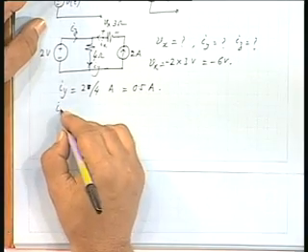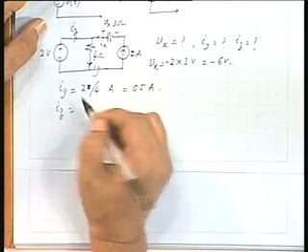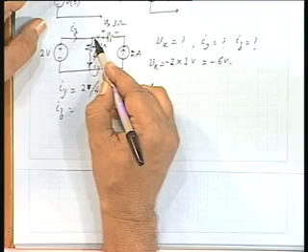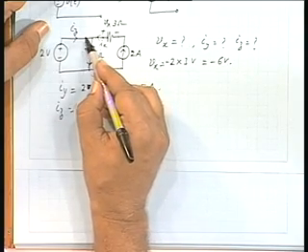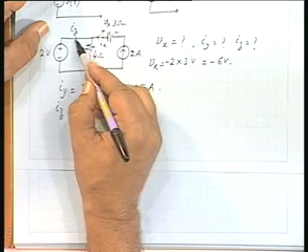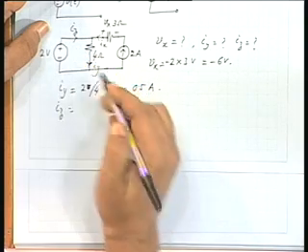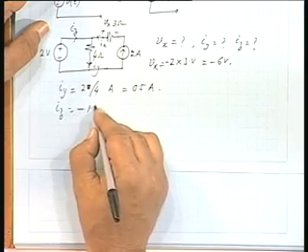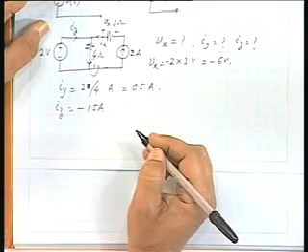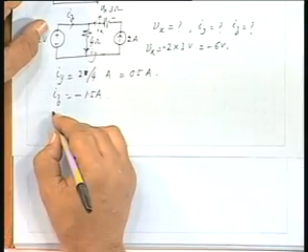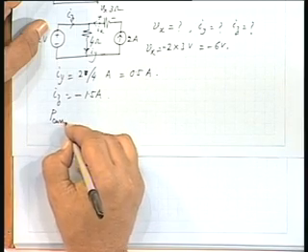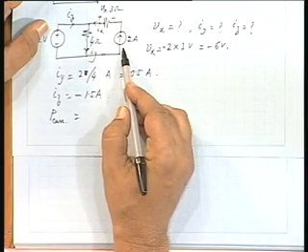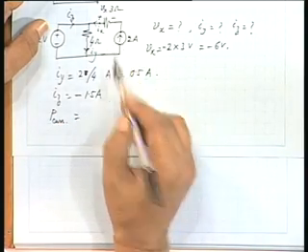Now, what will be Iz? What will be this current? This is 2 ampere, this is 0.5 ampere. So, 1.5 ampere current will be flowing through this in this direction. So, Iz will be minus 1.5 ampere. Is that all right? How much is the power supplied by the current source?